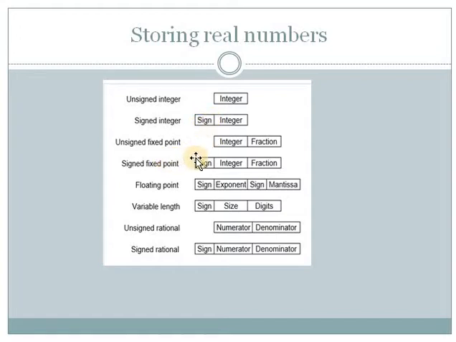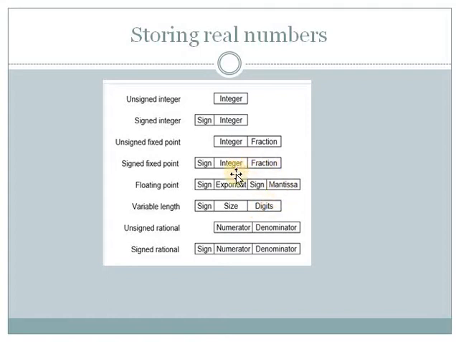See here, unsigned fixed point, that is there is no sign, only the integer and the fraction part. Signed fixed point, that is you have to specify whether it is a 0 or 1. 0 means positive, 1 means negative, so sign, integer and fraction. Floating point: sign, exponent, sign and mantissa. So this is for fixed point representation and this is for floating point representation.